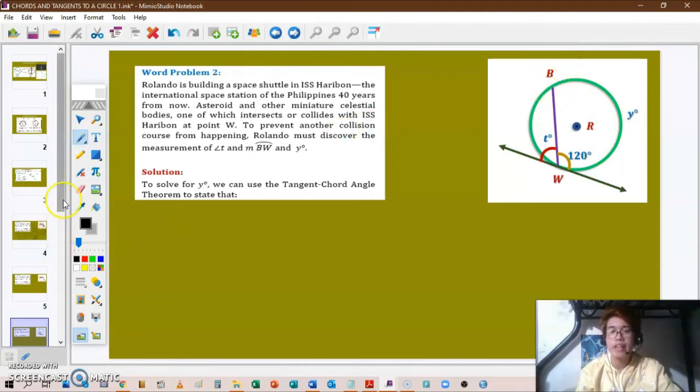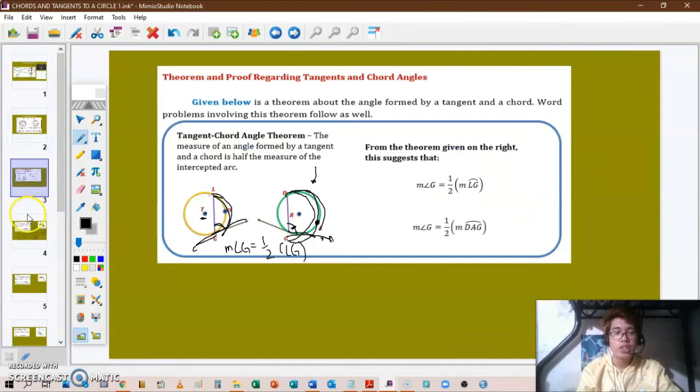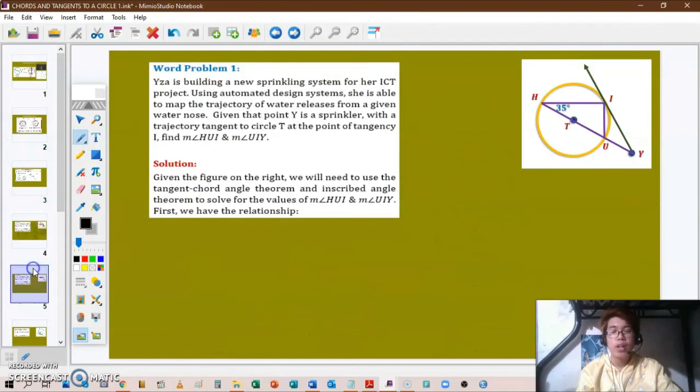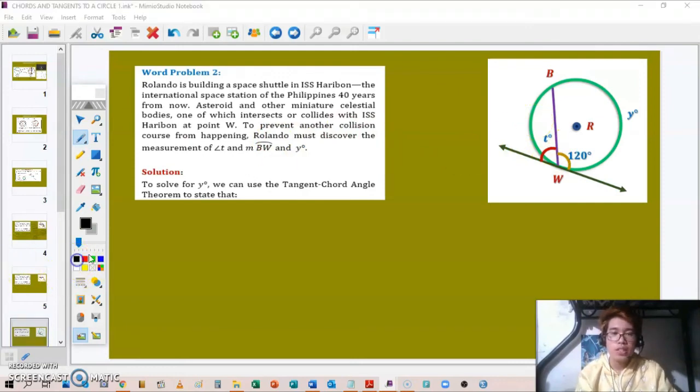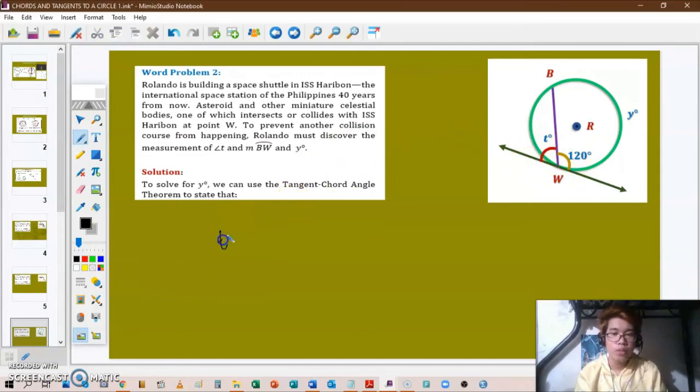So how do we solve for that? Using our knowledge about the tangent chord angle theorem, and also about inscribed angles and intercepted arcs, we can solve for the value of angle T, arc BW, and angle Y. First, let's try to solve for angle T. This is the easiest part. We can see that T and 120 degrees are linear pairs. Therefore, to get the measurement of T, we simply subtract 120 degrees from 180. Since they form a linear pair, T is equal to 60 degrees.